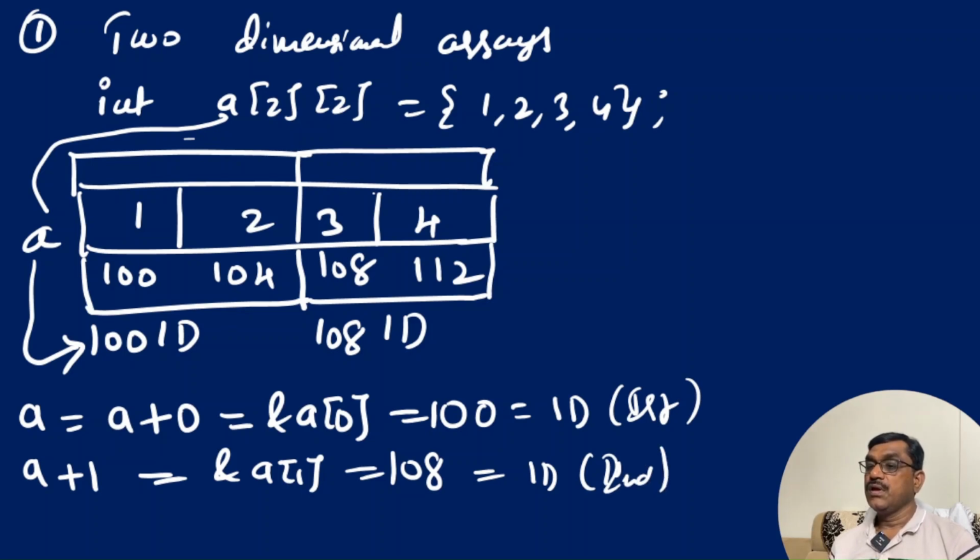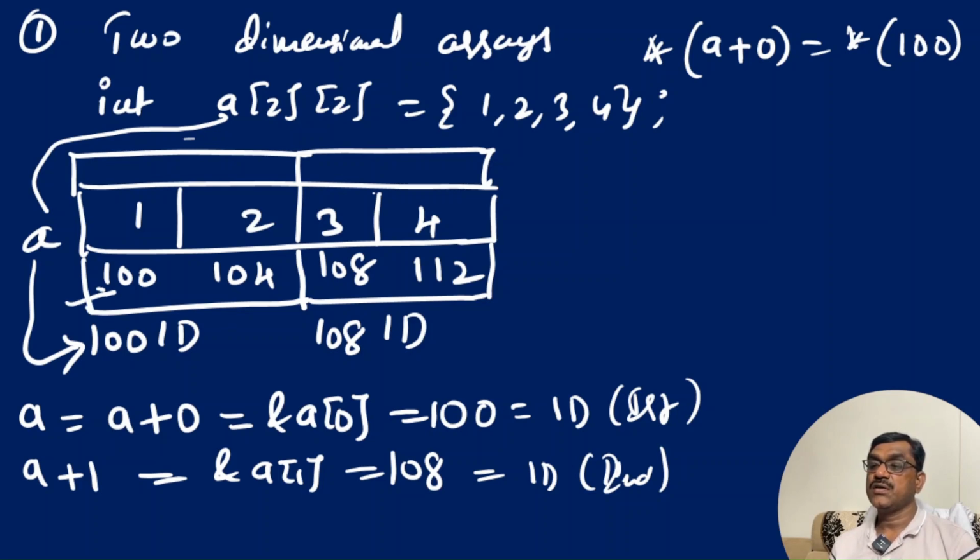Now, we write a plus 0, and before a plus 0 we are writing star. What is the meaning of this? a plus 0 means the first one-dimensional array. Star of a plus 0 is nothing but 100. What is star of 100? Star of 100 means we are pointing to this. Star of 100, again we are getting 100. From the outer 100, we are entering into the inner 100.